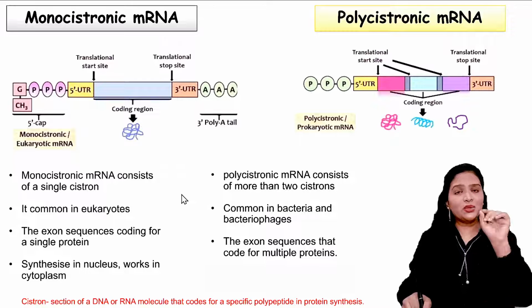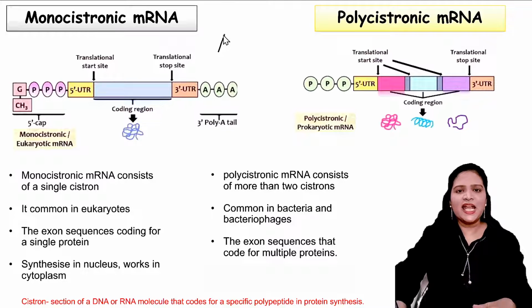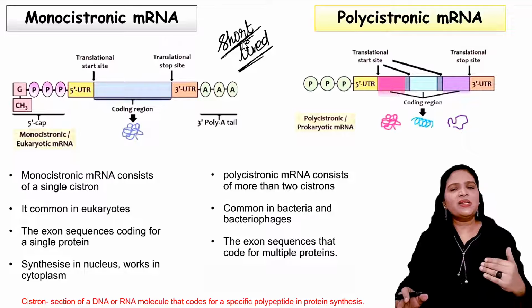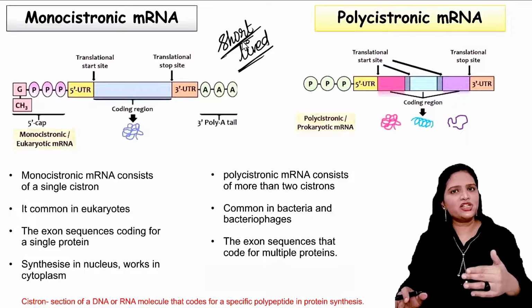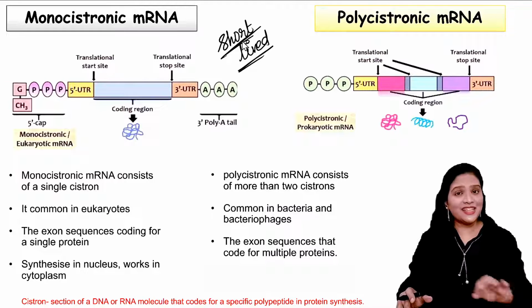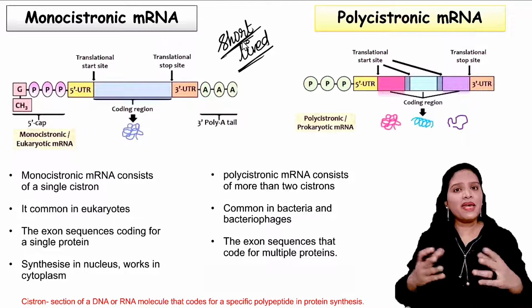But basically, you have to remember one thing: whether it is monocistronic or polycistronic, the mRNA is always short-lived. Short-lived means once it finishes its task, that means once it carries the information to the ribosome for protein synthesis and the protein is produced, that's all. The mRNA gets degraded. After that, it won't be helpful.